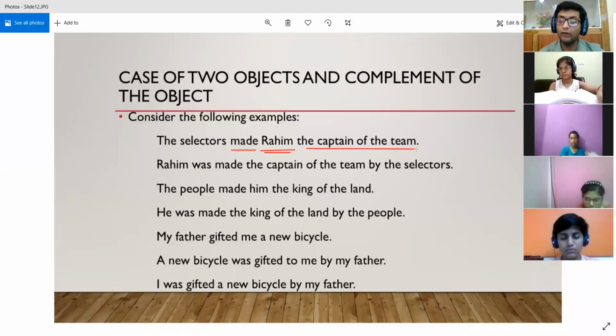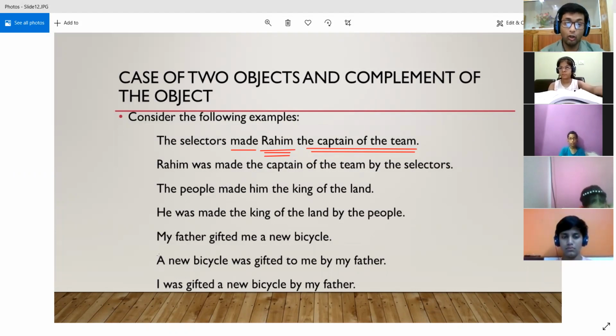Here, the captain of the team is the complement of the object, because it is telling us something more about Rahim. It is giving us the details about the object that is present. That is, the object has been made the captain of the team. So we are getting some extra details about the object that is present in the active voice. So in such cases, how are we going to convert into the passive voice?